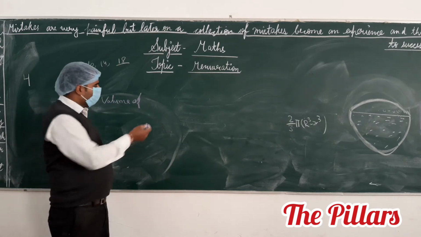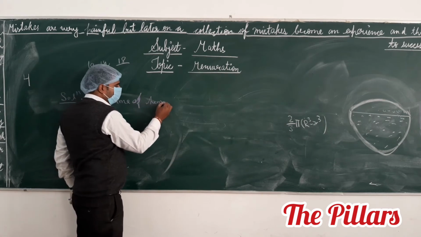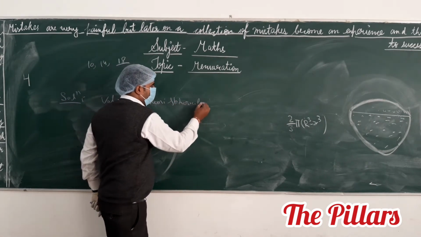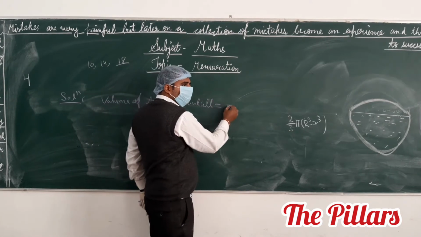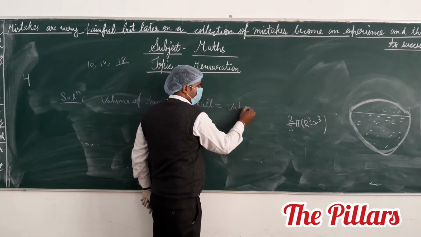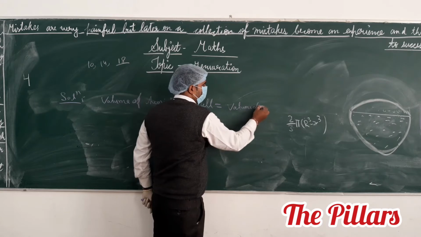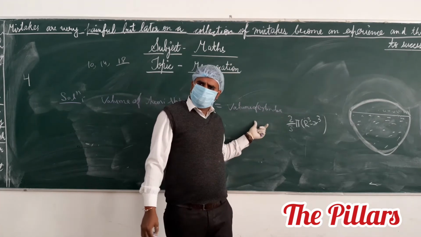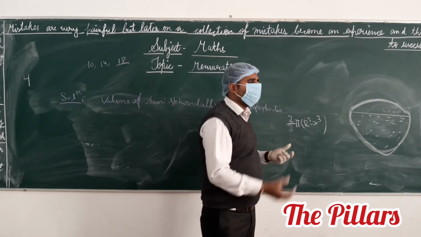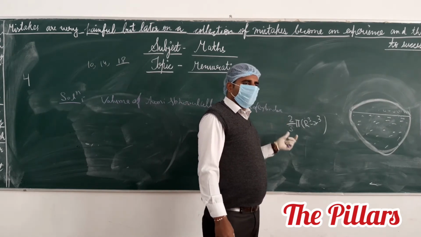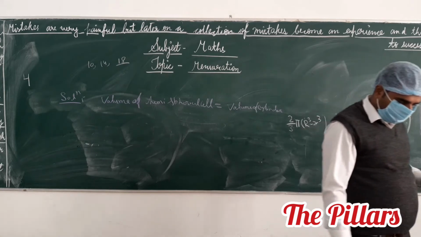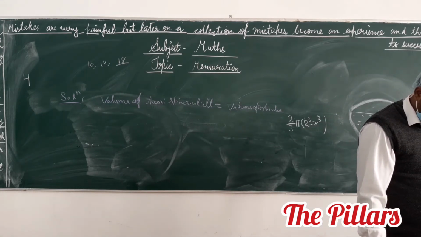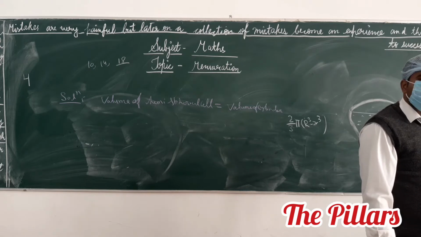Got it? Volume of the hemispherical shell equals volume of the cylinder. Don't mention hollow cylinder, because we have to calculate only the internal part of the cylinder. If the external were given, then we would be calculating the thickness. Why do we have to take R cube minus r cube?